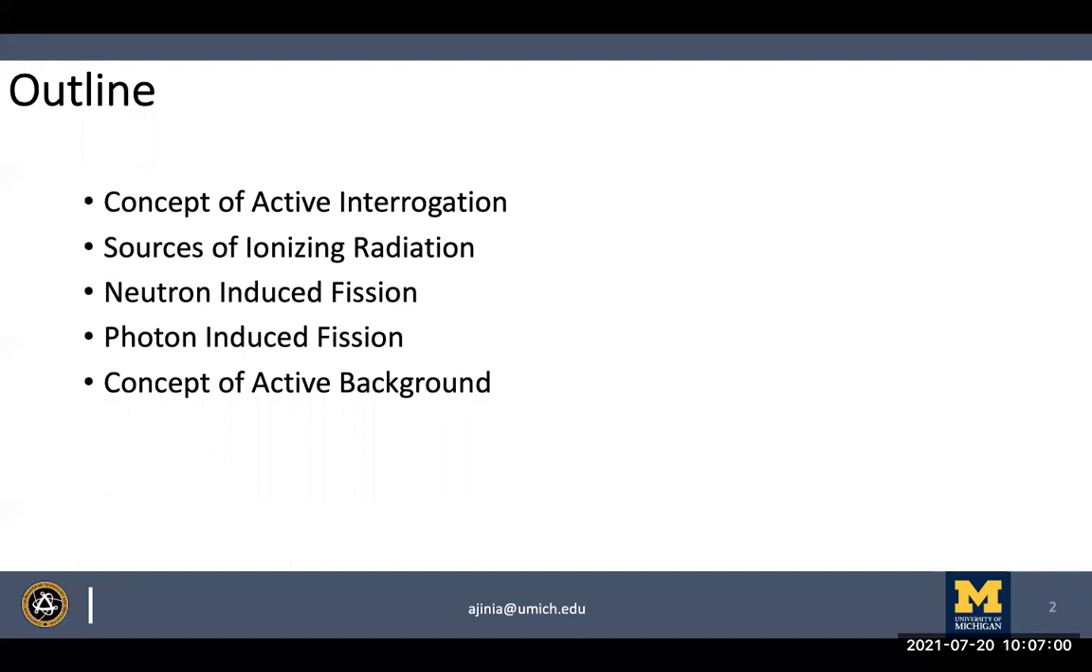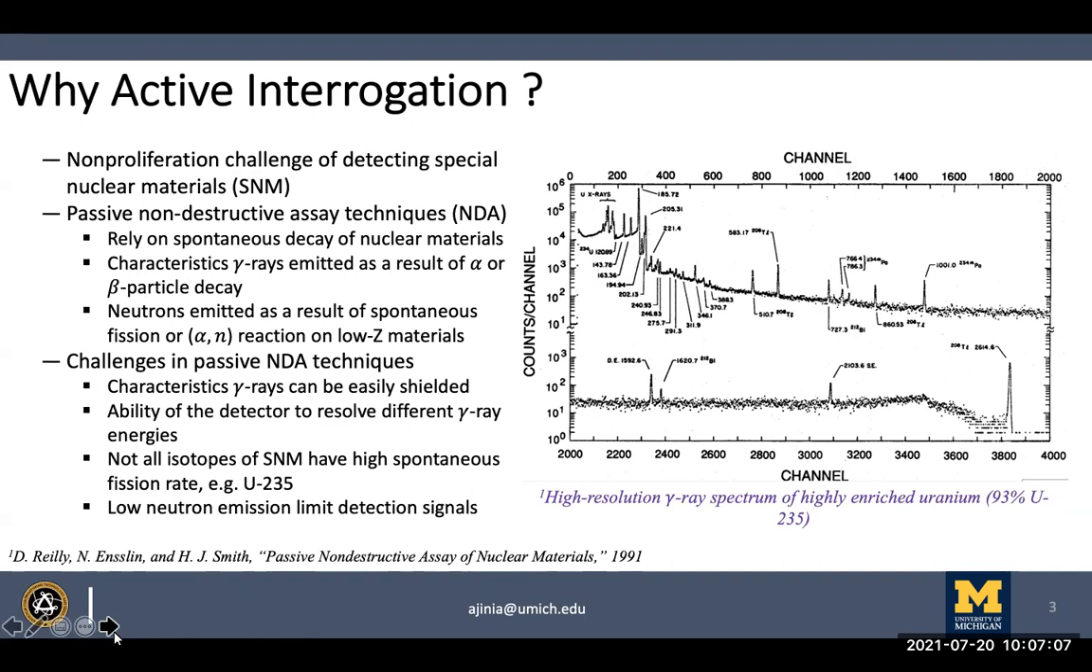Alrighty, so let's get started. And the first question is, why active interrogation? Now, the answer to this question is trying to solve the biggest non-proliferation problem globally, and that is detecting hidden special nuclear materials. All the techniques that are currently being used for SNM detection are passive non-destructive assay techniques.